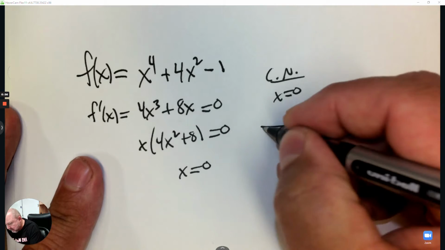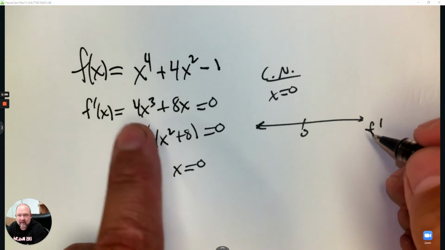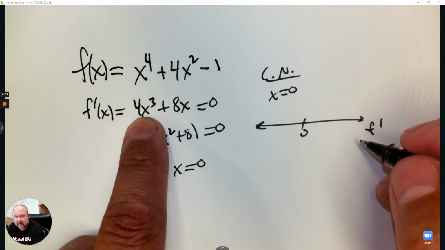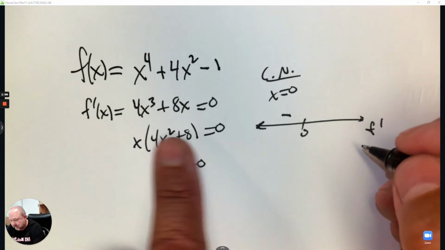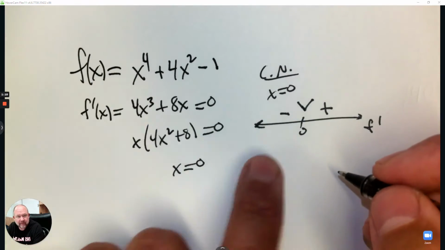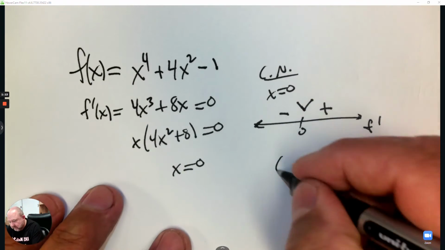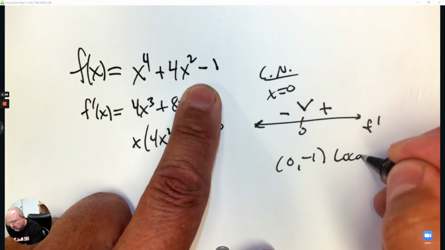Then we draw a number line. 0 is there. And then into the derivative. So if I plug in -1, it's a negative plus another negative. If I plug in +1, that means at 0, it decreases and then increases. So at 0, -1 is a local minimum.